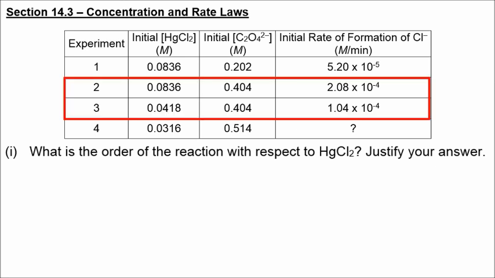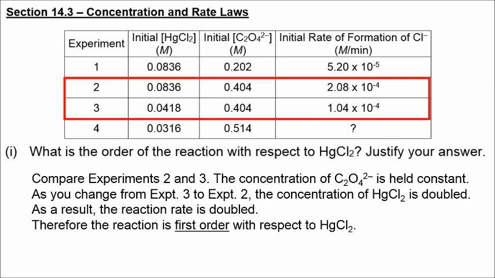Focusing on experiments 2 and 3, we see that the concentration of the oxalate was held constant, but the concentration of mercury chloride was doubled. As you go from experiment 3 to experiment 2, what did this doubling of the concentration of HgCl2 have on the overall initial rate? Well, the rate was doubled. So therefore the reaction is first order with respect to mercury chloride, because when they doubled the concentration of mercury chloride while holding the other material constant, it doubled the rate.